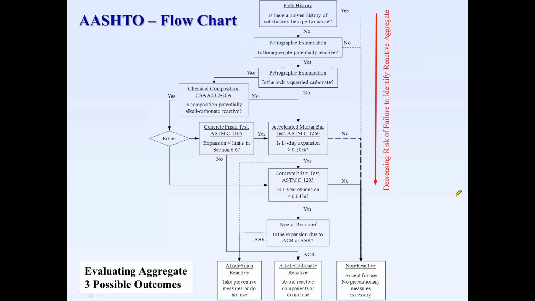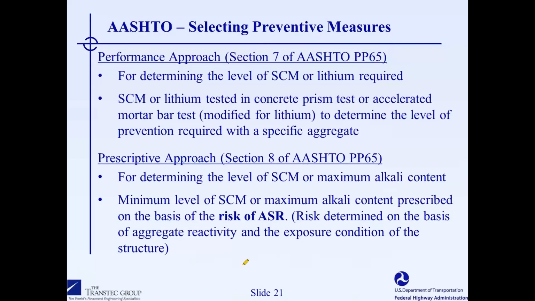So again, let's just remind ourselves, by conducting this first step, we're evaluating the aggregate. By evaluating the aggregate, we're going to end up with three possible outcomes. As we flow through this chart, there's three possible outcomes, reading from right to left: the non-reactive, alkali carbonate reactive, and alkali silica reactive. And based on these outcomes, again, we accept, we reject, or we prevent.